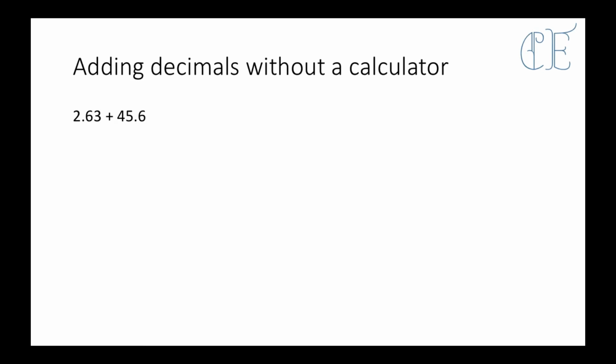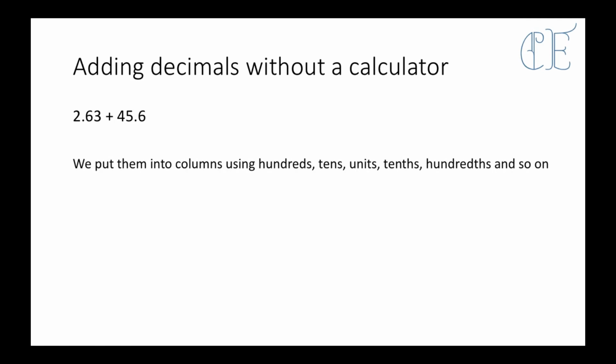We've got 2.63 plus 45.6. So we're going to put them into columns using the hundreds, tens and units method, okay? You need to be really careful, and as you write them out, make sure that you put the decimal point in exactly the same place. So we've got 2.63 and then 45.6. As long as you get that bit right, you can't really go wrong. I'm also going to add a 0 here, just so we can see that that is just going to be a nice addition. We're not going to have to worry that there's nothing there.